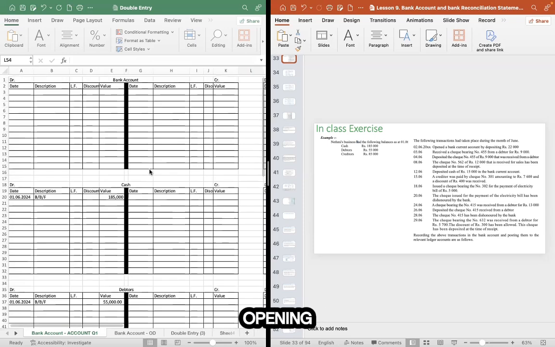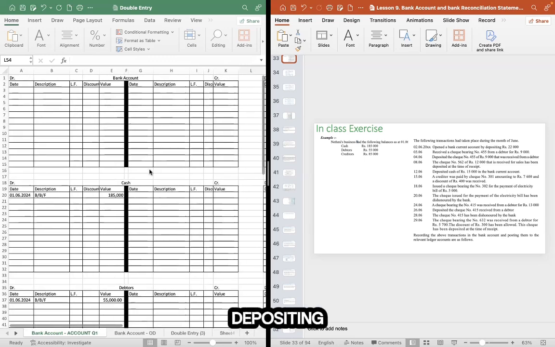So if you are opening a bank account and if you are depositing 22,000, ideally what happens is the bank current account balance is going up by 22,000. So if the bank account balance is going up by 22,000, then what is happening in terms of double entry principle?